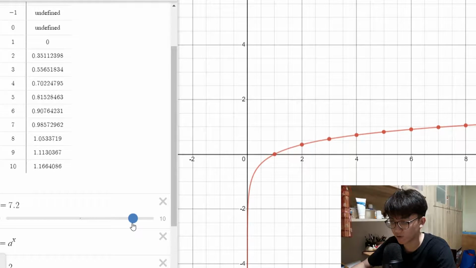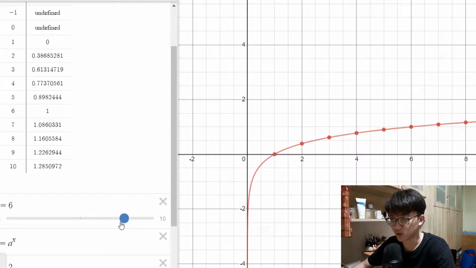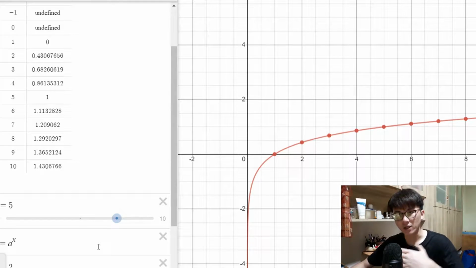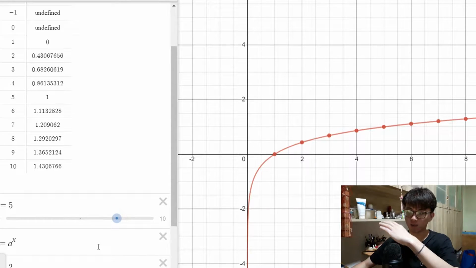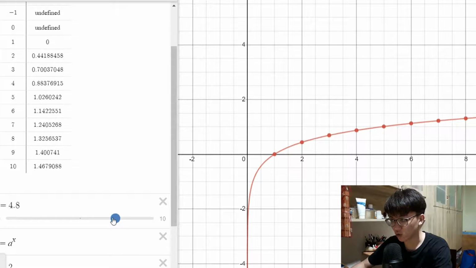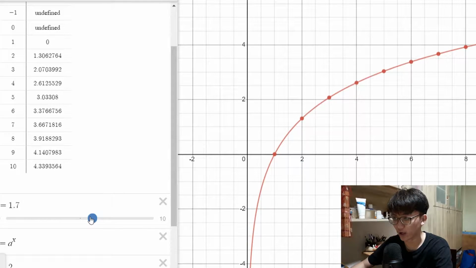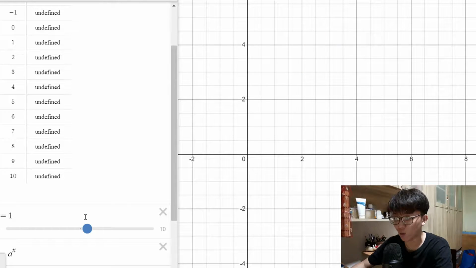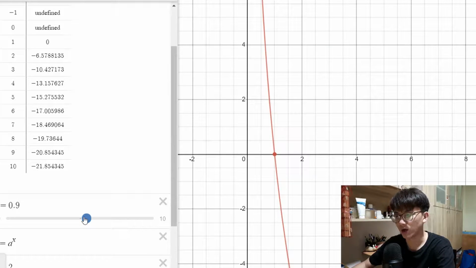And same, log base 6 of 6 becomes 1. Log base 5 of 5 becomes 1. So with logarithms, as you can see, the graph is getting steeper and steeper. We can go down to 1.5, 1.2, 1.1, and then at 1 it disappears. At 1 it disappears because log base 1 is literally just a straight line. So that's why it disappears.